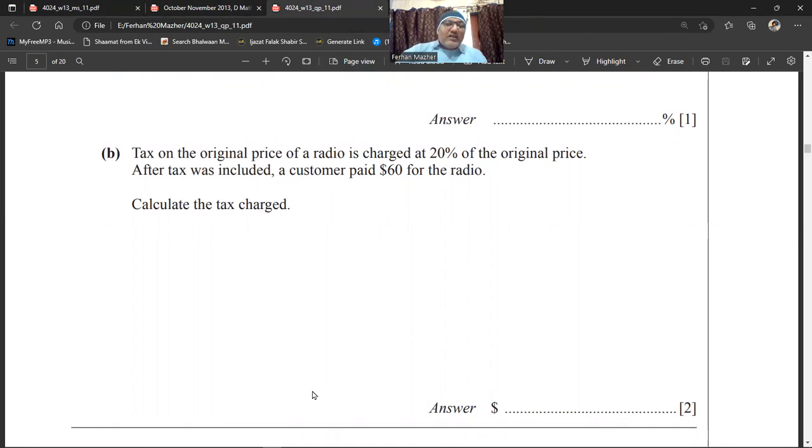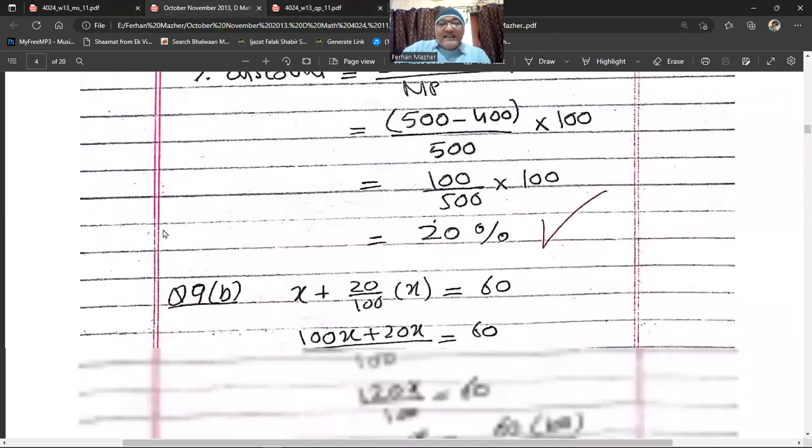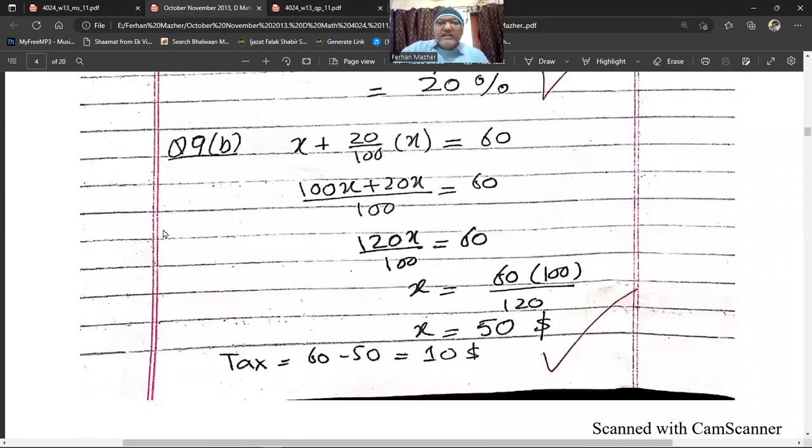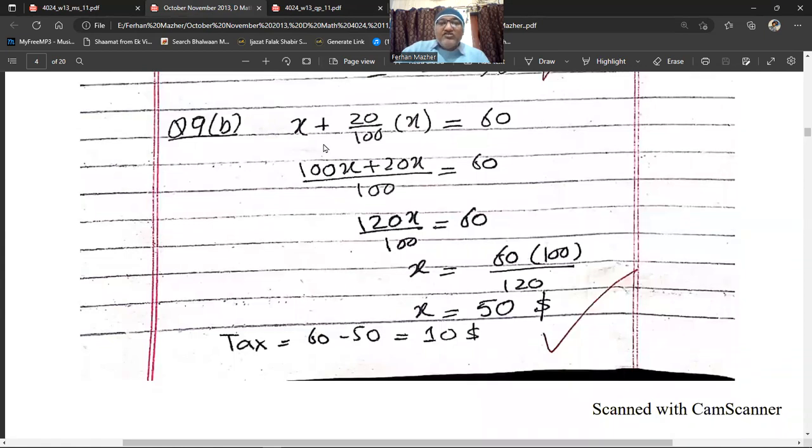So we have to calculate how much is the tax. My technique, there can be 2-3 techniques, but I have applied this technique. Without the tax, let's say the price is X, and on that 20% tax is included. So original price is X. We don't know the original price. The question is, what is the tax? But first of all I'm going to find out the original price, the price without the tax. So that is X. X plus 20 by 100 of the X is equal to 60.